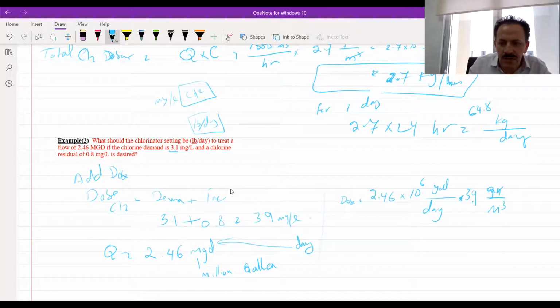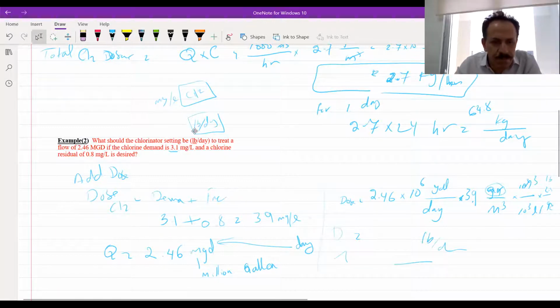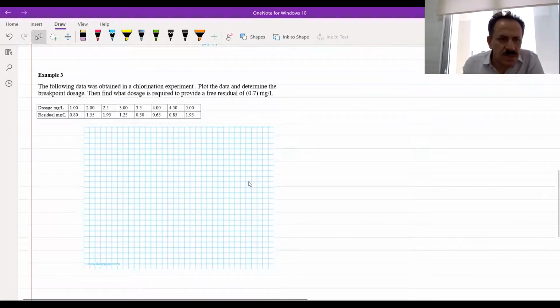So what should I do? I should just convert this: 1 meter cube is equal to 1,000 liter, and convert the grams to pound. So what we should do, 1 kilogram is equal to 2.5 pound, and then find in pound per day the total dose that's required. This was one of my questions in the final exam in one of the previous semesters.